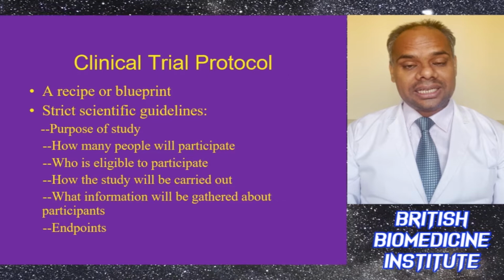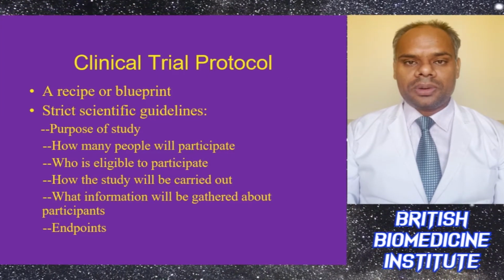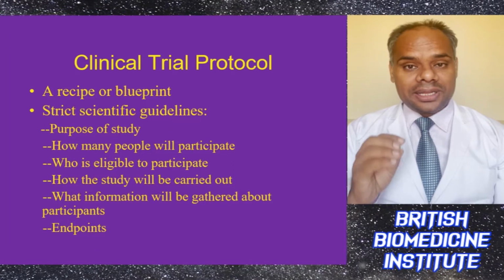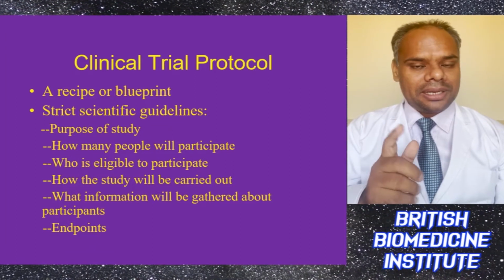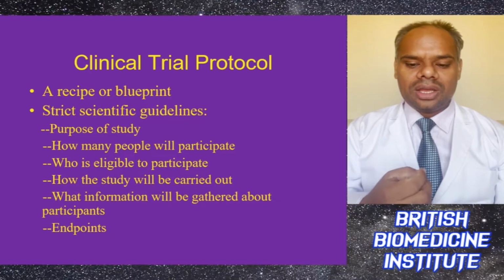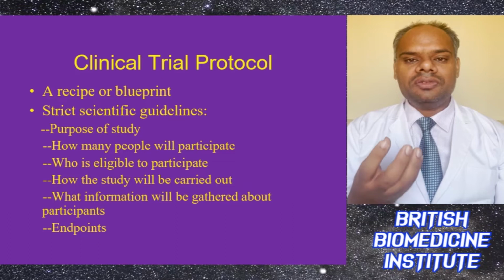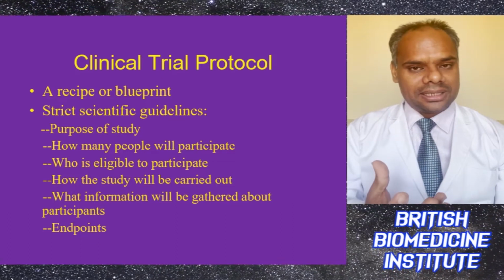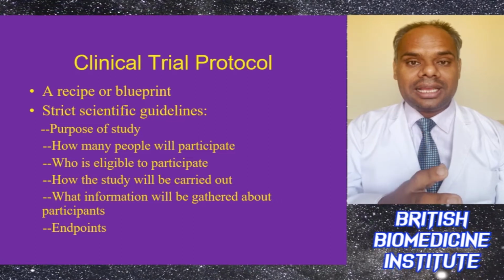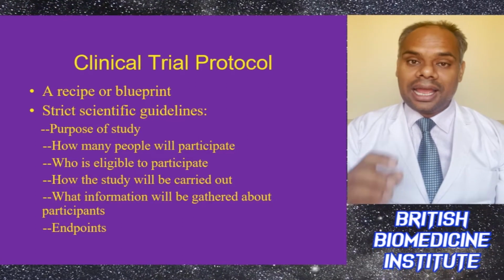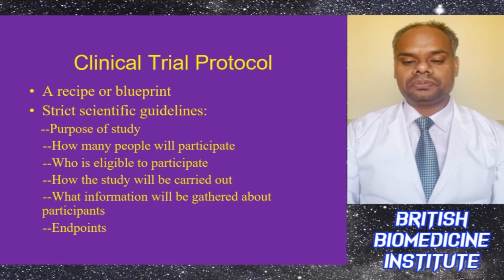A clinical trial protocol is basically a blueprint, or we can say a recipe, and it consists of strict scientific guidelines like the purpose of the study, how many patients we will recruit, who is eligible to participate (inclusion and exclusion criteria), how the study will be carried out, what information will be gathered about the participants, whether the participants will be getting diagnostic tests or hematological tests, and the endpoints. They are clearly visible in the protocol.